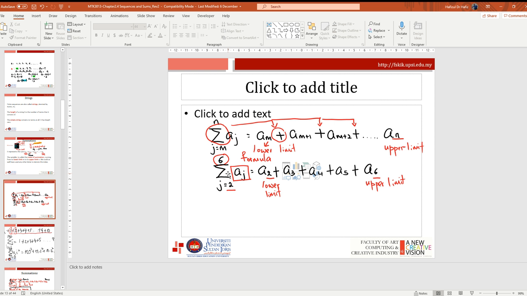For example, here we have the sum from j equal to m to n of aj. The lower limit we use is 2 and the upper limit is 6. So we have a2, we start from 2, j equal to 2 is the lower limit, then a3, a4, a5, a6, until a6 for the upper limit. If we put j equal to 3, it starts from a3, a4, a5, a6, and so on until a6. So far, do you have any questions?